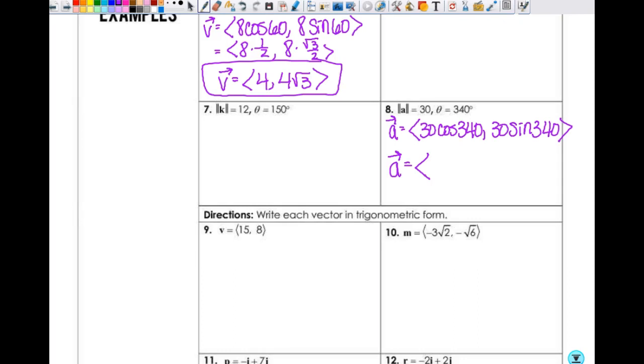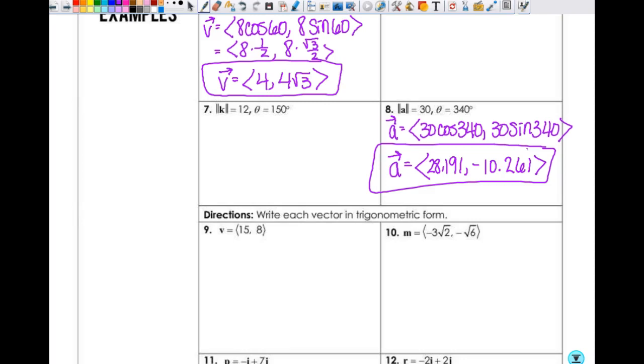And whatever the signs end up being, then that is what it is. You should get 28.191 and negative 10.261. Make sure you agree with that. Okay. What questions do you have? All right, good deal. So that's taking the trig information and putting it into component form.